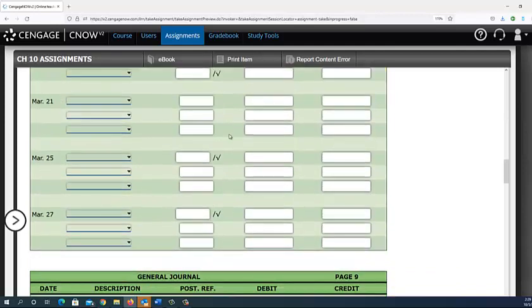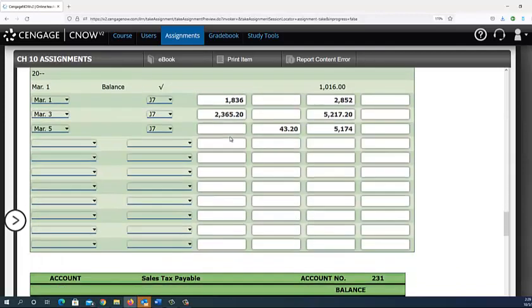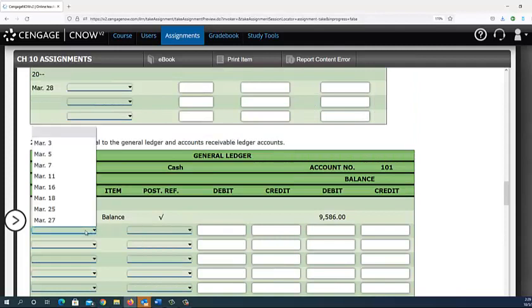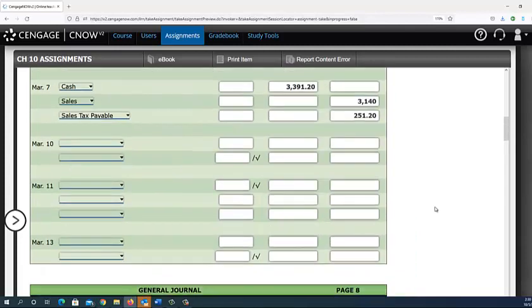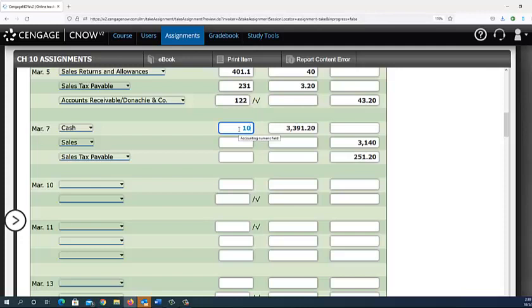Go down to the cash account, just here, and I think that was the 7th. $3,391.20 was the debit. I'm going to add that to the amount that's already there. So our balance in cash is $12,977.20. Okay, enter the posting reference.